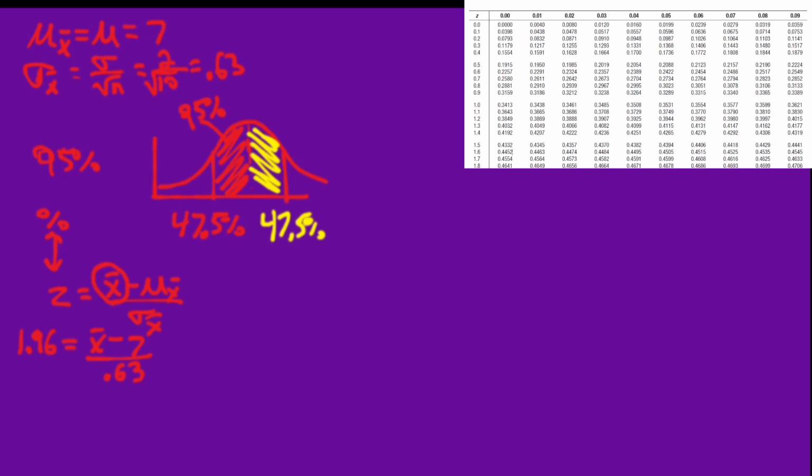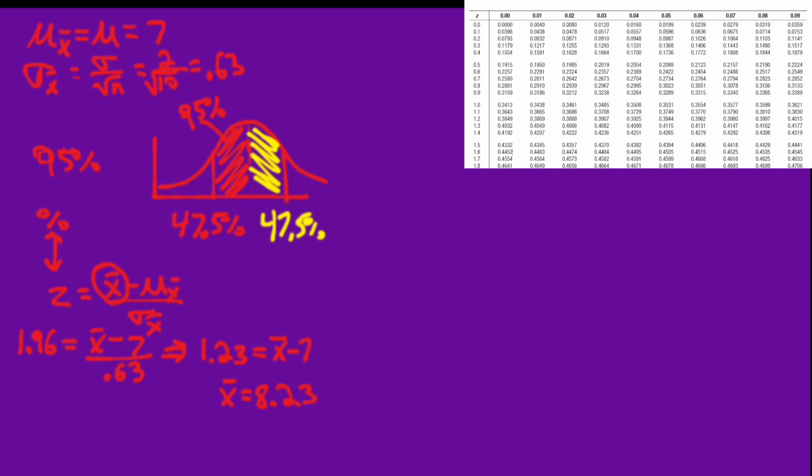And so just some simple algebra here. 1.96 times 0.63 is going to give us, so let's just rewrite this, 1.23 roughly equals x bar minus 7. And so what does that give us? That means we're going to be at 8.23. Okay, barring a little rounding, you might have gotten slightly different, but we find a value of 8.23.